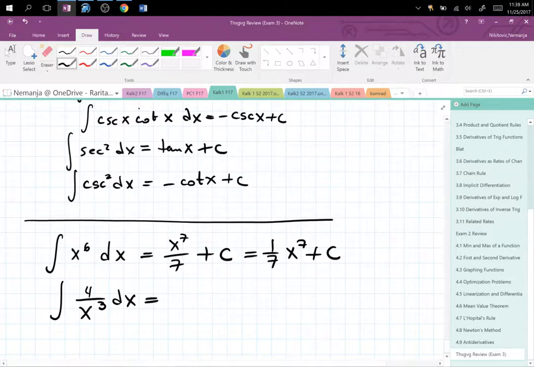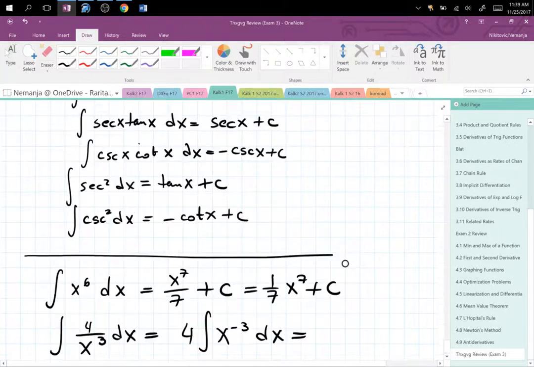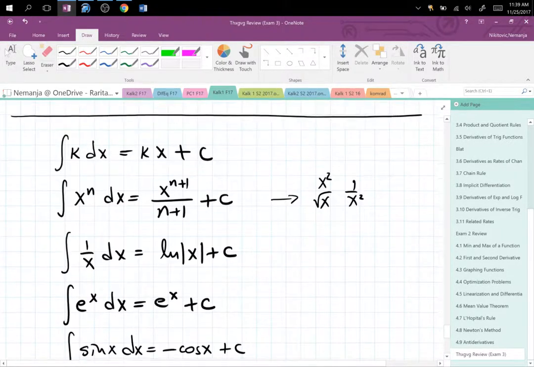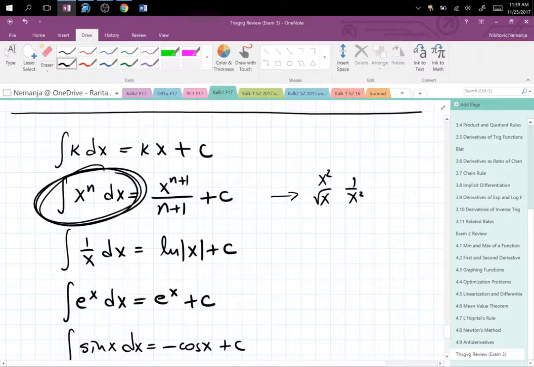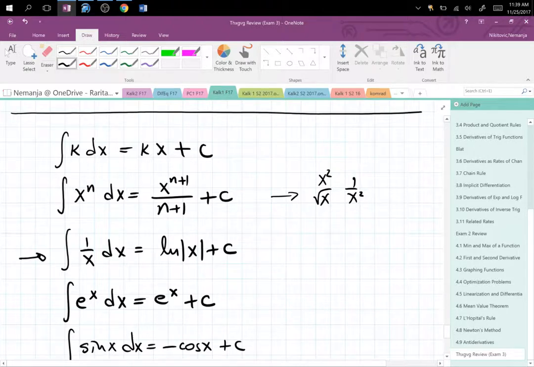But this is not a single, this is a cube. Yes, so 4 integral x to the minus 3 dx, and then you use the formula for x to the n, which is negative 3. This works only when you have 1 over x and nothing else. No exponents, nothing.